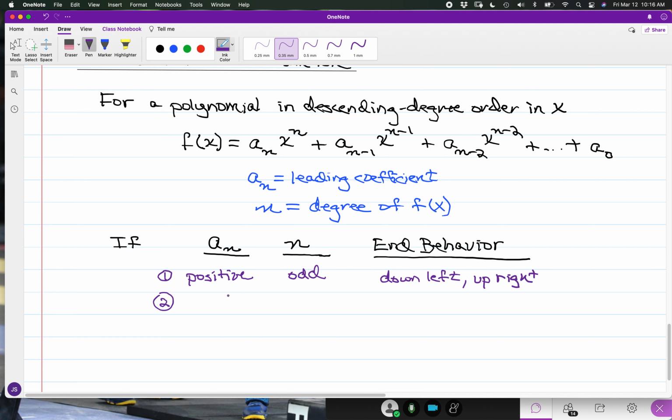Now, let's say that we have the leading coefficient be negative, and we have that n is odd, you're going to have the polar opposite. So if the leading coefficient is negative and the power is odd, we're going to have for the end behavior up to the left and down to the right.